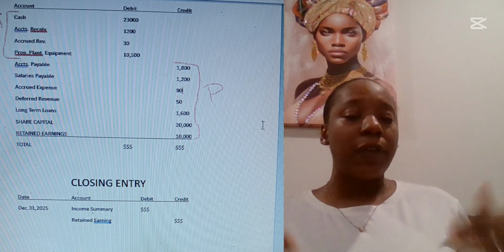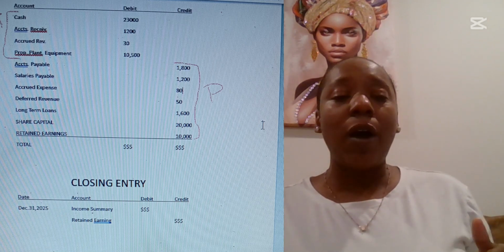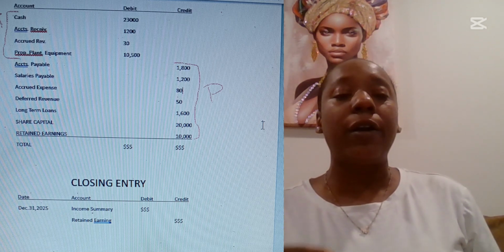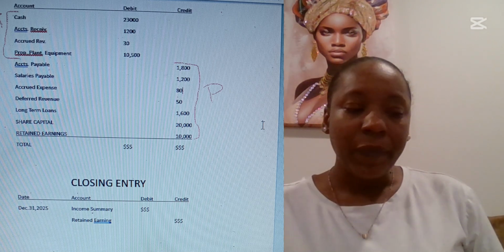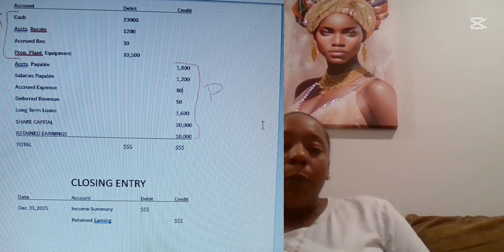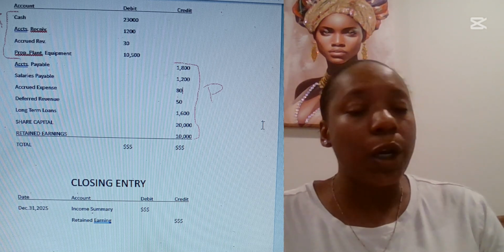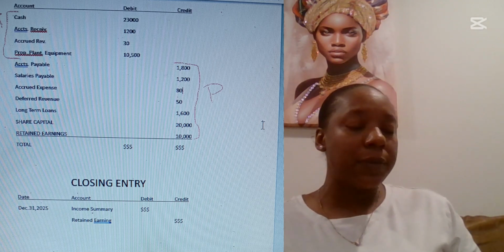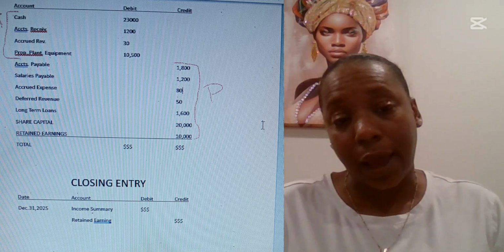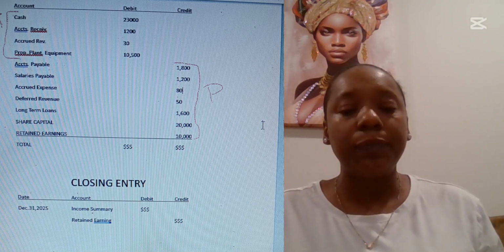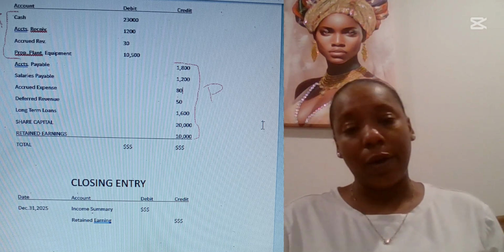Also, the purpose of the closing entries is to balance out the accounts to zero, which helps the company prepare for a new fiscal year. Some examples of your temporary accounts would include revenue accounts, your income summary accounts, and your dividend accounts. Your permanent accounts would include your assets, your liability, and your equity.